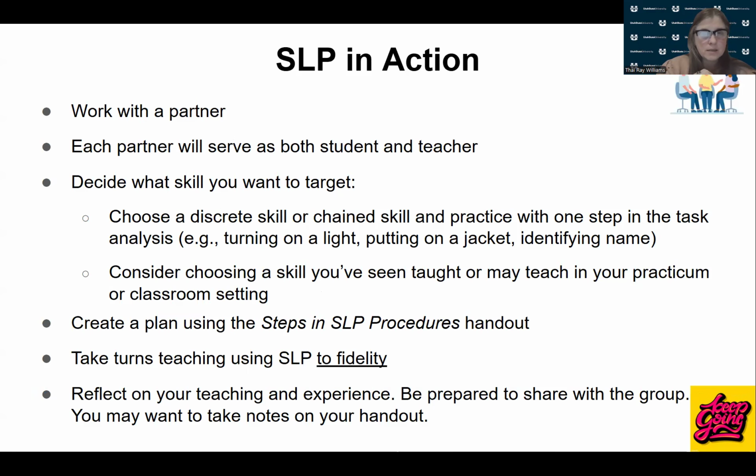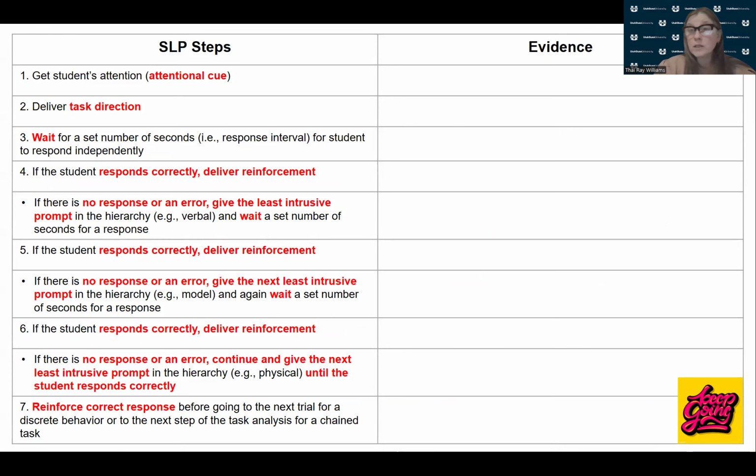You can choose either a discrete or a chain skill, but if you use a chain skill, I suggest that you only focus on one step. Just do one step, okay? And then there's a handout on Canvas that is the steps in the system of least prompts procedures, and it'll tell you that it's the in-class activity. And this is what it looks like.